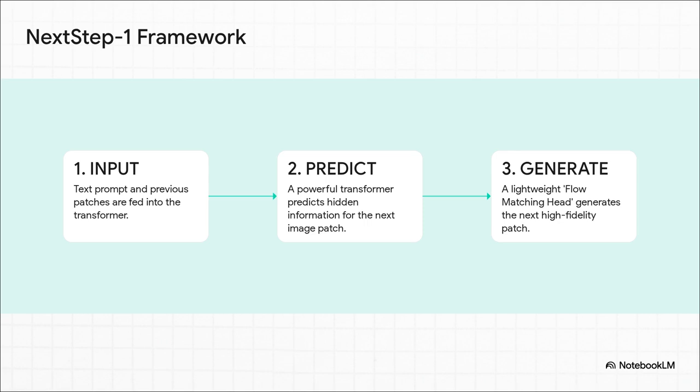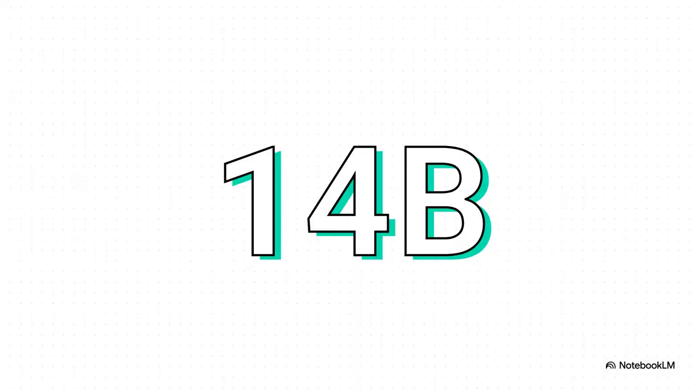It takes the transformer's prediction and generates that next high-fidelity patch, turning the big idea into actual pixels on the screen. And when I say powerful transformer, I mean it. The engine driving this whole thing is a beast, a 14 billion parameter transformer. So the brain of the operation, the part that's doing the understanding and predicting, is absolutely massive. It has this incredibly deep grasp of language, concepts, and how they link up with what we see.